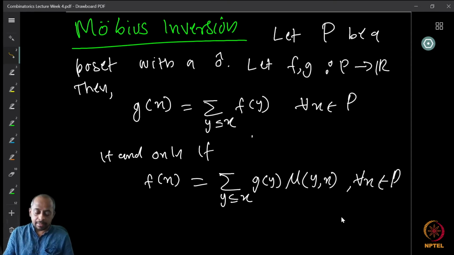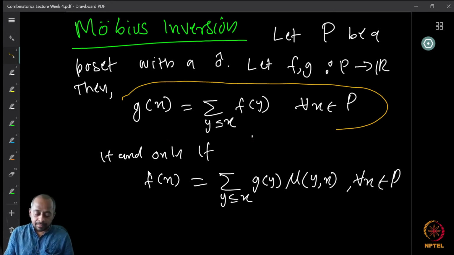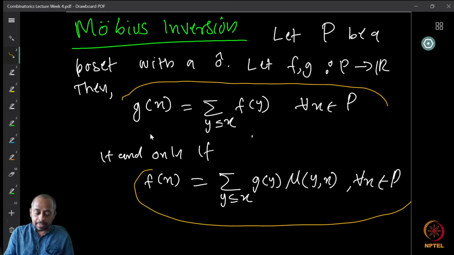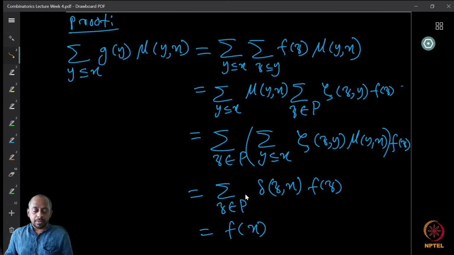Okay, so it says that f and g are functions from P to R, or in fact P to C also works well, if and only if whenever g is expressed as a sum of f this way, f is expressed as a sum in this way. This result is called Mobius inversion, and this is quite easy to prove. What we do is just use the definition of the convolution product, and then work out the details.